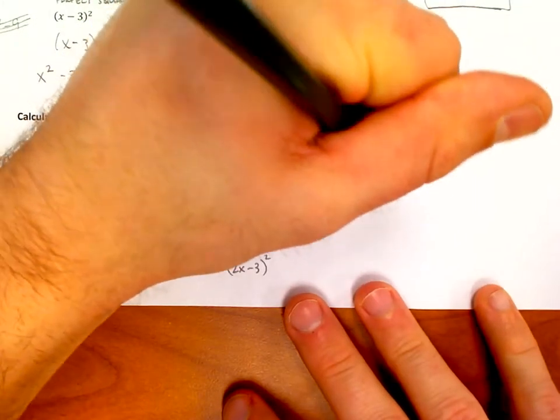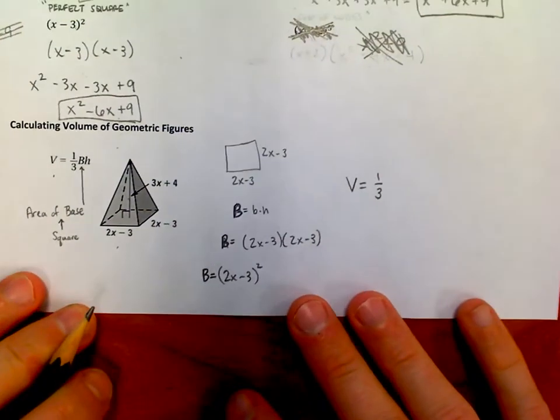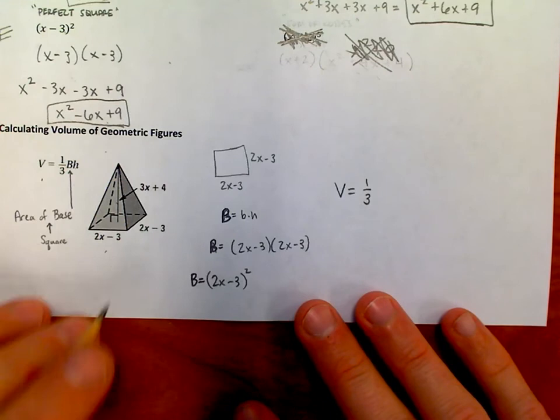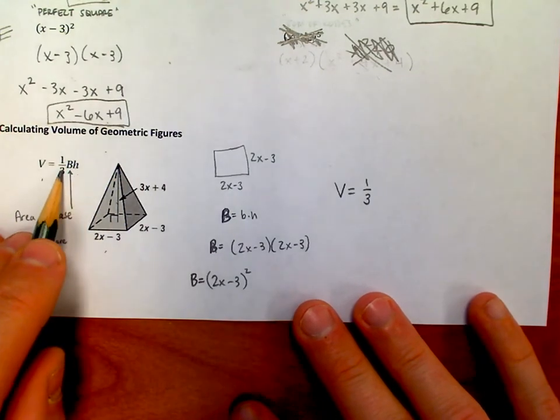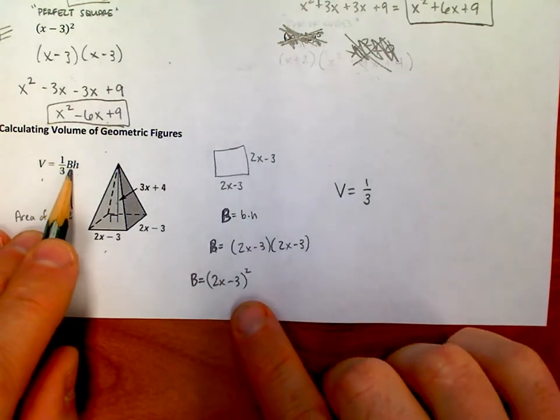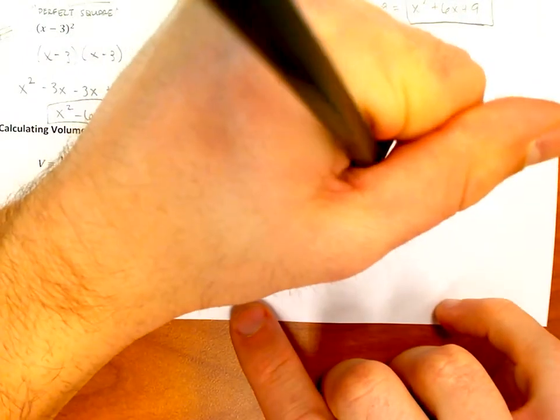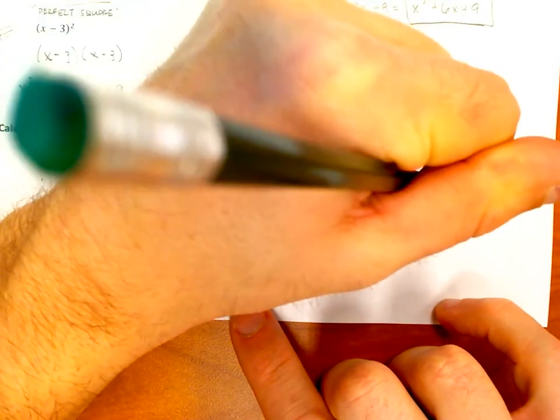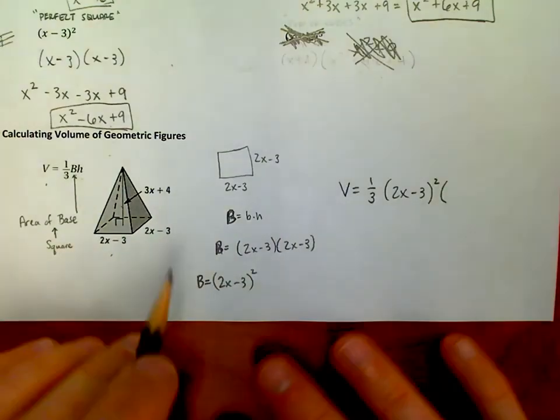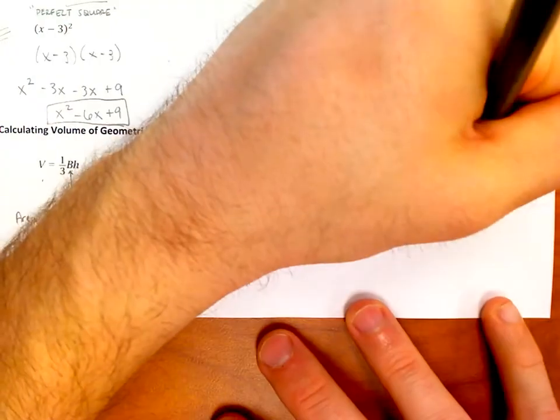If we wanted to put in the volume of this pyramid, but in terms of x, instead of using B and h, it would be 1/3. The area of the base is 2x minus 3 squared. And the height is just 3x plus 4.